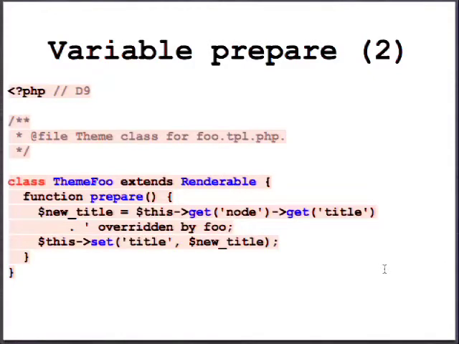So this is what a theme class could look like. Theme foo extends a renderable. A renderable is an abstract class, which means it's never invoked. It just has child classes that extend its base methods. One of its methods is prepare. That is basically a preprocessor. And then here you can say, get my node, get the title, add some text to it, and then reset the title. Title being the title that is in the template.